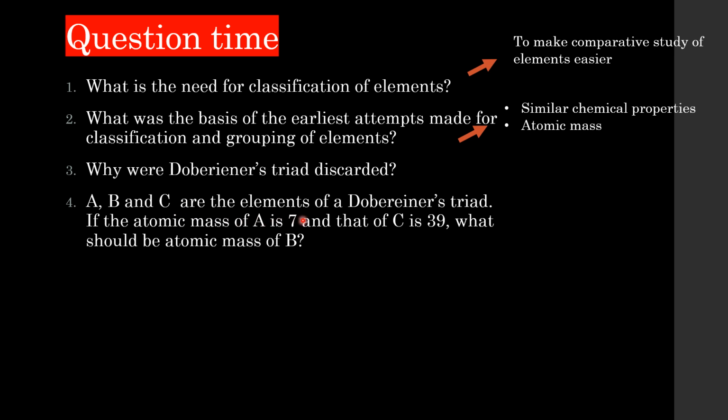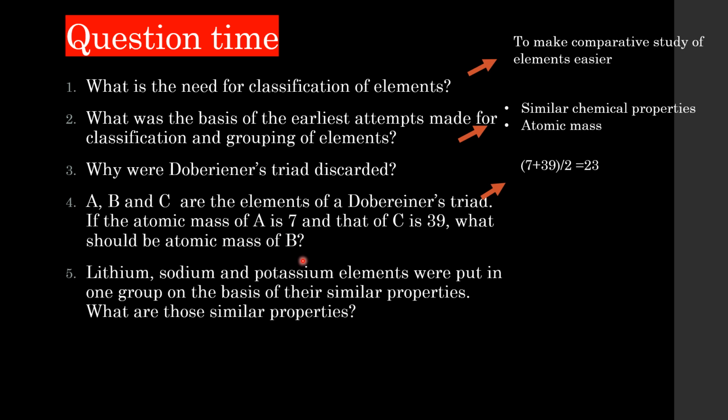A, B, C are the elements of a Dobereiner's triad. If the atomic mass of A is 7 and C is 39, what should be the atomic mass of B? Simple arithmetic mean, you take 7 plus 39 divided by 2, you will get 23. So the atomic mass of B should be 23.